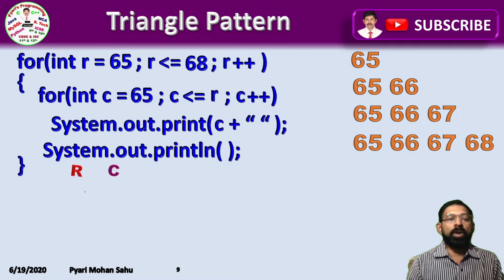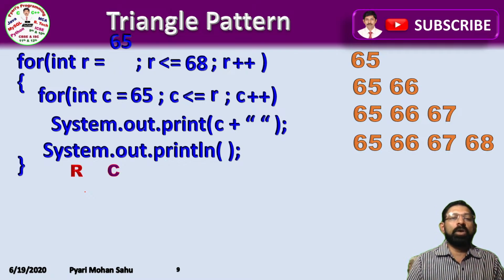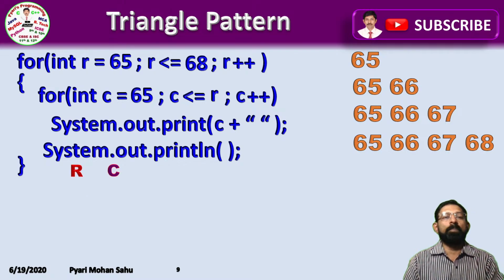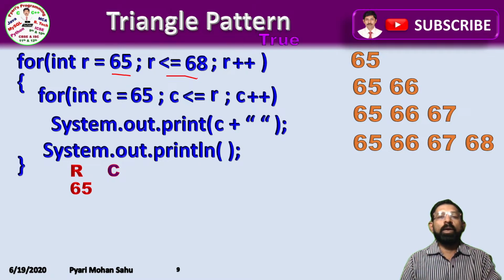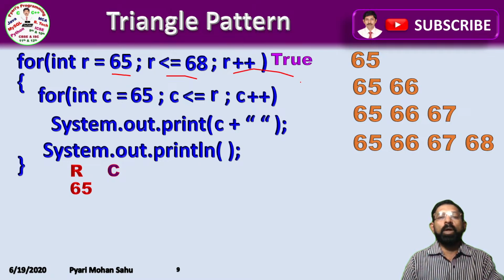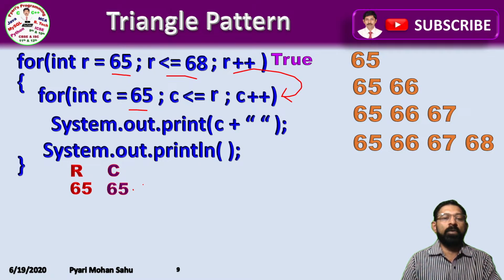Let's see the diagram quickly. R and C. R's initial value is 65. Look at this, it is jumping. That means this is executing. R equal to 65, so in memory, R is 65. R is less than equal to 68. Condition is true. Now when the condition is true, it will enter into the inner loop. Inner loop, first part is your initialization. So C is equal to 65. So memory will contain 65.